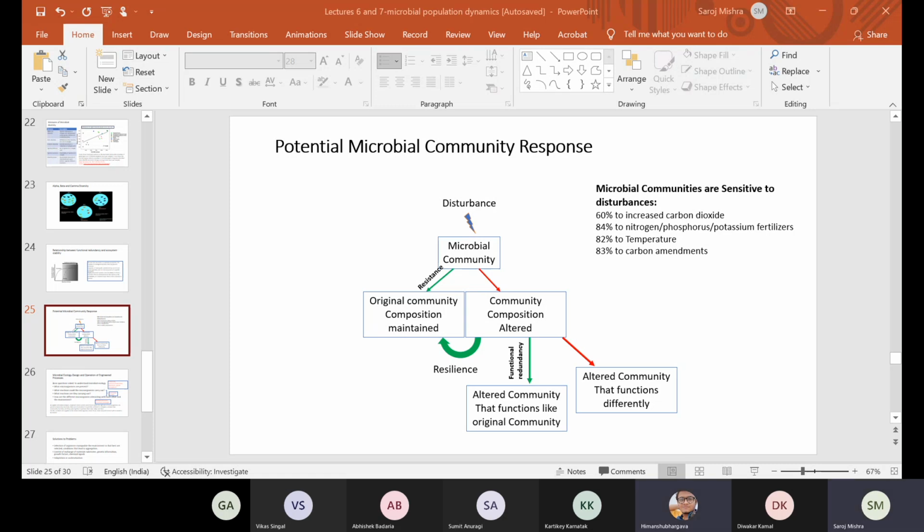Ma'am, that's a big area. Okay, understood. So is that clear as to what we mean by that? Yes, yes, ma'am. Okay, fine. So I'm going to stop here and then we will come back.